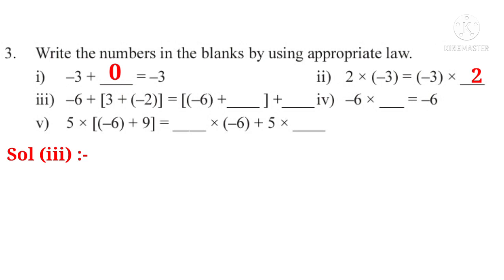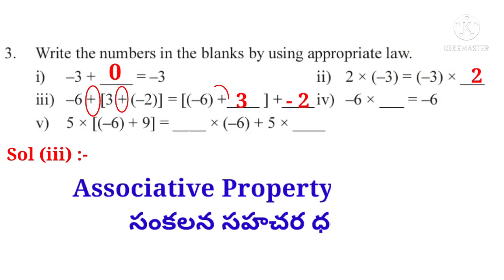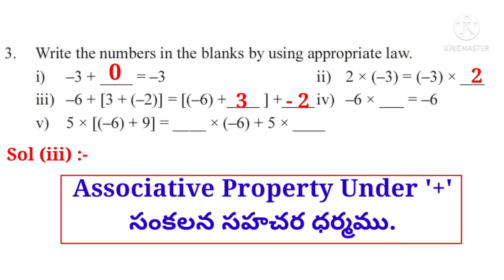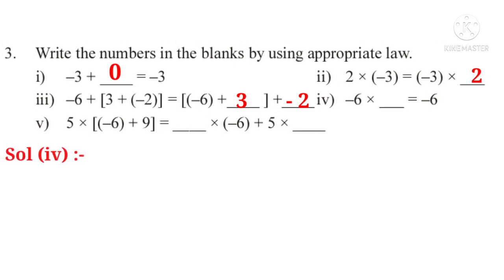So in the bracket 3 minus 2 comes, and observe that it is an associative property and the operation used here is plus. So it is called the associative property under addition. Sankalana sahachara dharmamu.